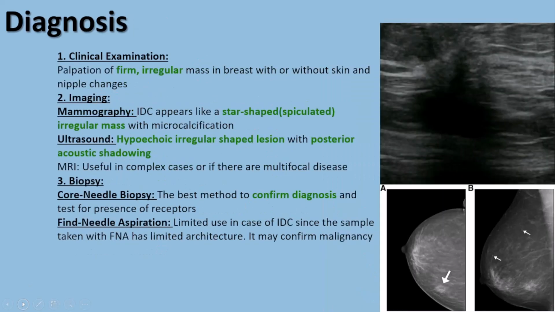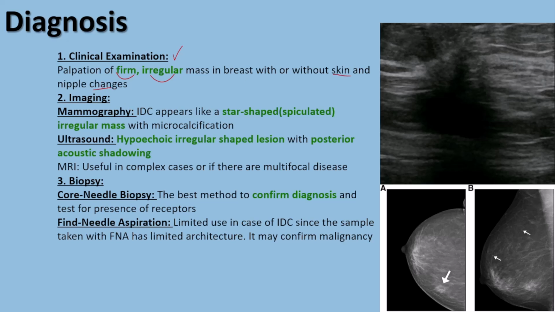So what are the diagnostic tools that we can use? First of all, we can use clinical examination. You are going to see a firm and irregular mass in the breast, and this mass can be with or without skin and nipple changes.